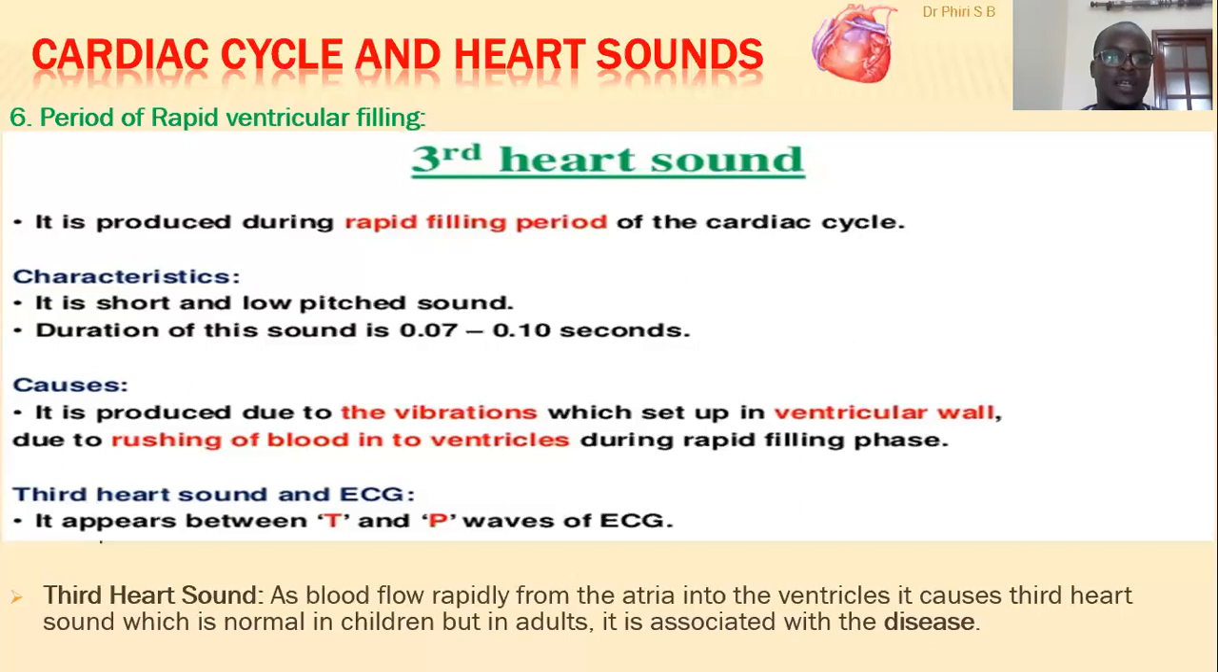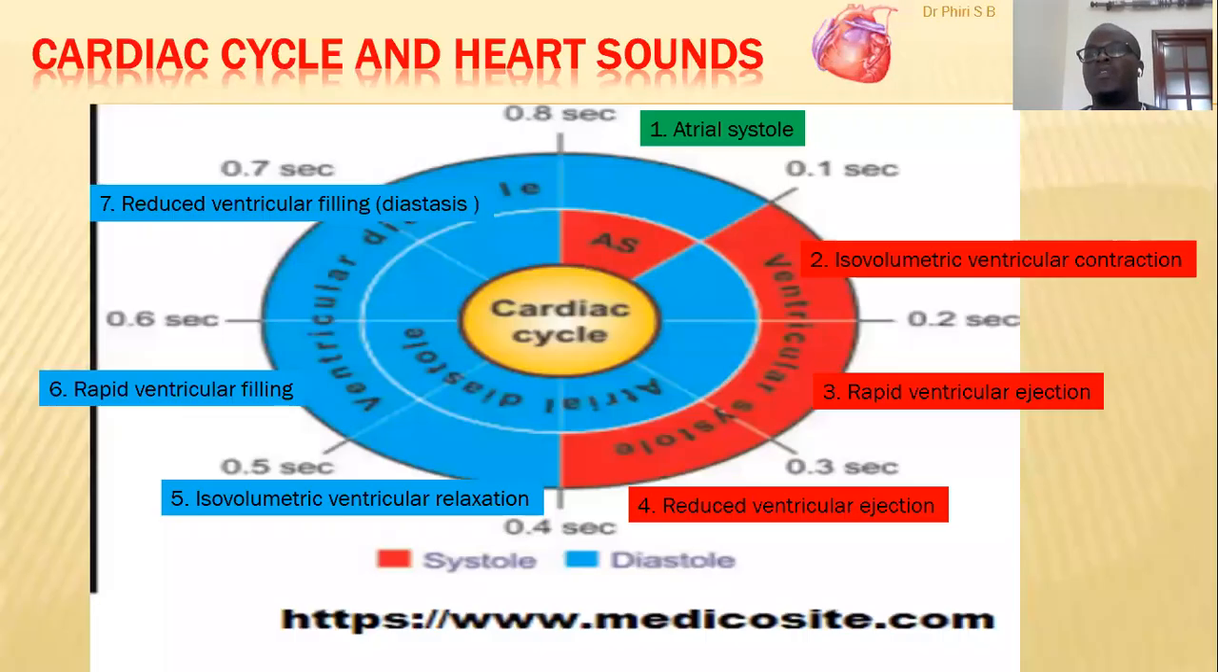So the third heart sound on ECG appears between the T and the P wave. So you know the T wave is repolarization of the ventricles that will bring about relaxation of the ventricles. The P wave will bring about contraction of the atria. So in between there, you have the third heart sound that is due to rapid filling of the ventricles. So now we have all the four heart sounds, the first, second, third, and fourth that we've already explained. So the third heart sound is during the rapid ventricular filling.